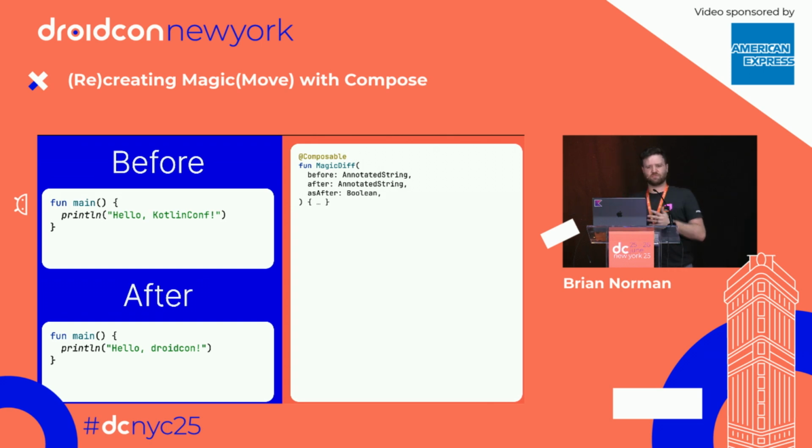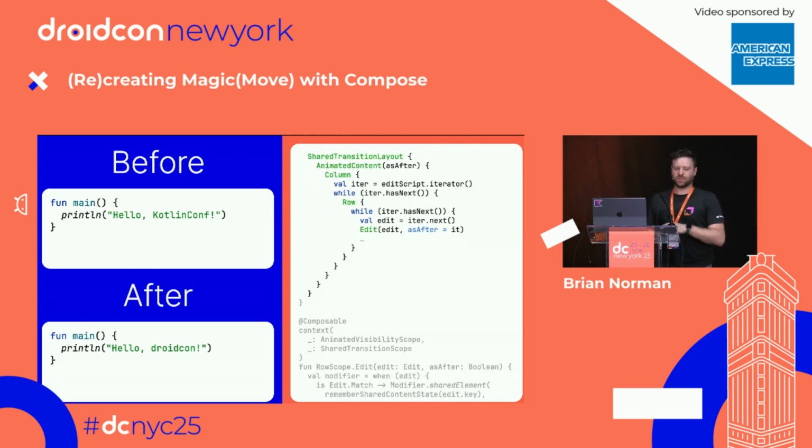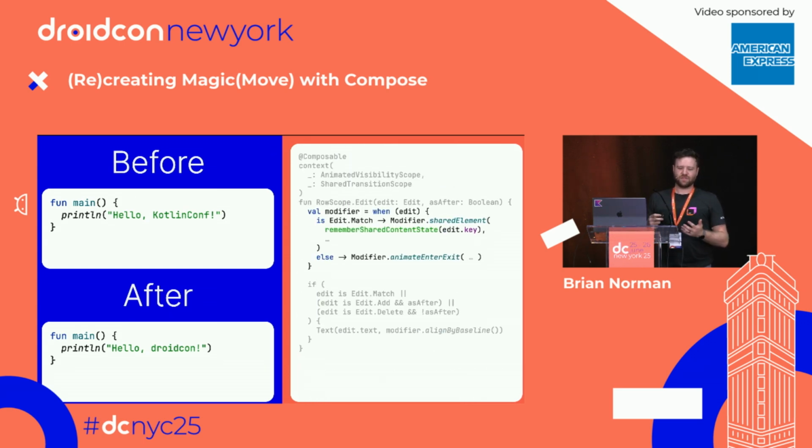The compose code for this looks rather simple as well, as long as we kind of ignore the details of what this edit script computation looks like. We can set up our shared transition layout, animate content, throw it in some column and rows, ignoring how new lines work for a little bit because those are a little weird. And then our edit composable just says, well, if it's a match, we need to do a shared element, giving the key that we get from the match code as well. And if it's anything else, we need to animate enter or exit. Because if it's deleted, we'll animate it out, and if it's an add, we'll animate it in.